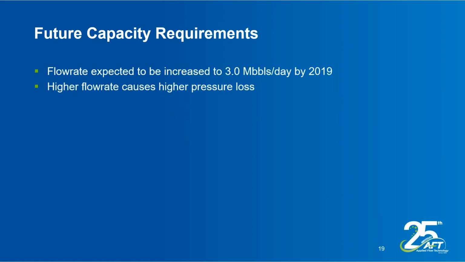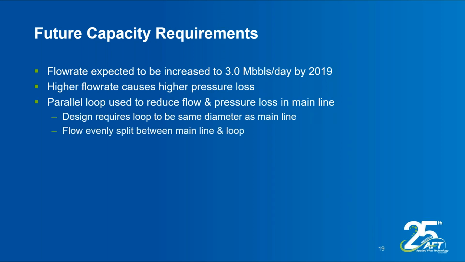And they do add cost to the system at 3 million barrels per day, but it's not significant in comparison to what the original cost was of the overall system. So this is where we looked at the parallel flow path, and it was designed to be the same diameter as the main pipeline and to try and split the flow evenly. Again, if it was allowed to have the outside parallel loop be a different diameter than the main line, that could have saved even more money potentially.